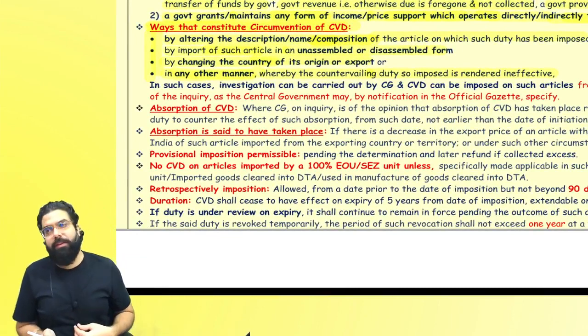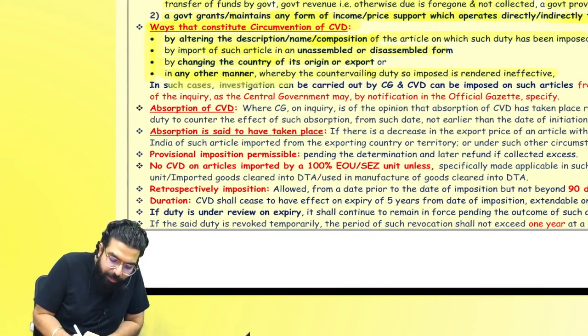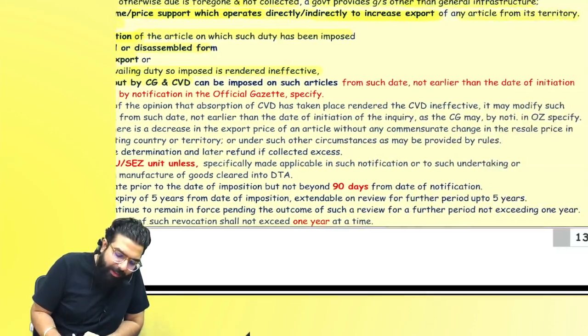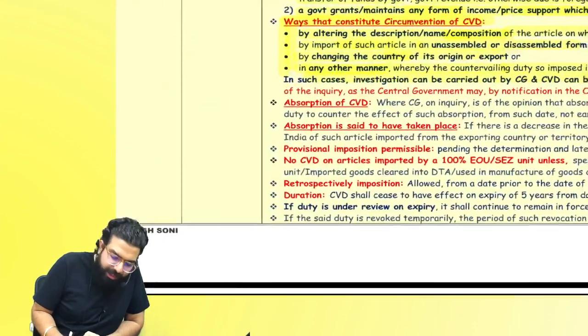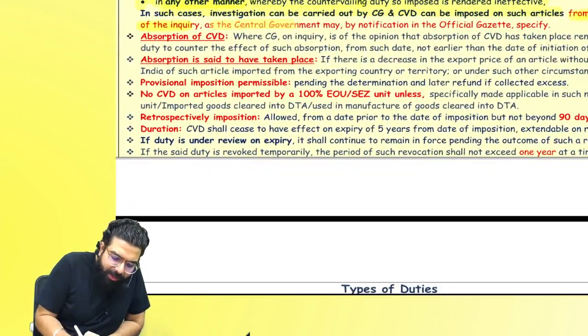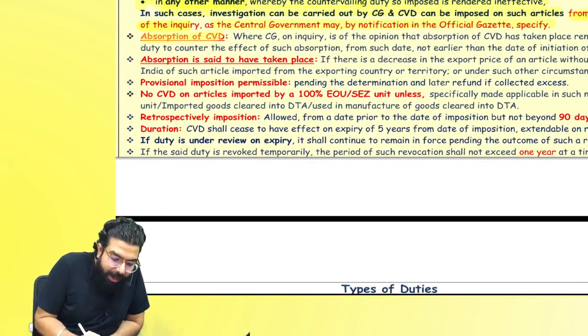If government sees that there is a circumvention, what will the government do? Investigation will be carried out by the central government and CVD will be imposed on such article from such date, not earlier than the date of initiation of the inquiry, as the central government may by notification in the official gazette specify. Sir, can there be an absorption?